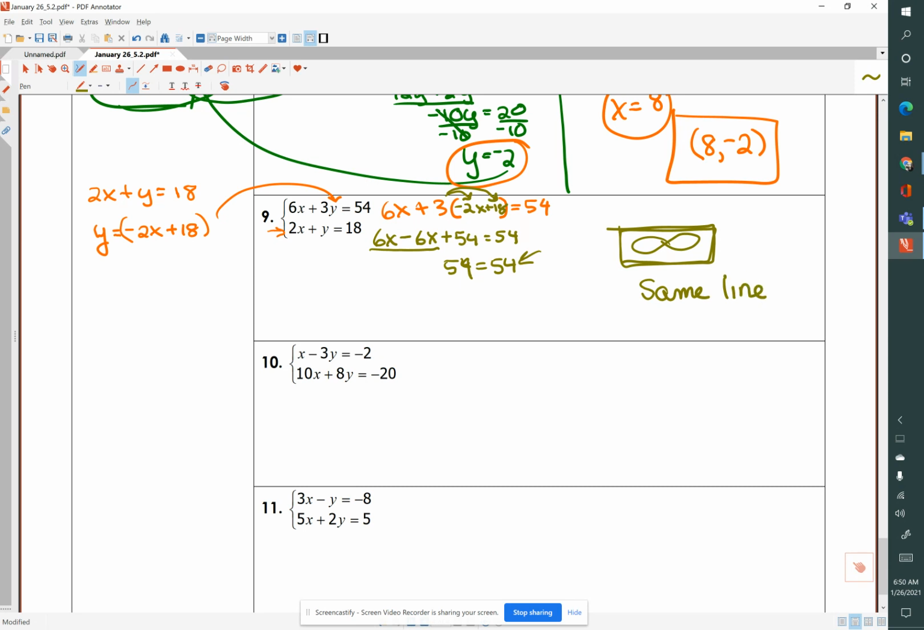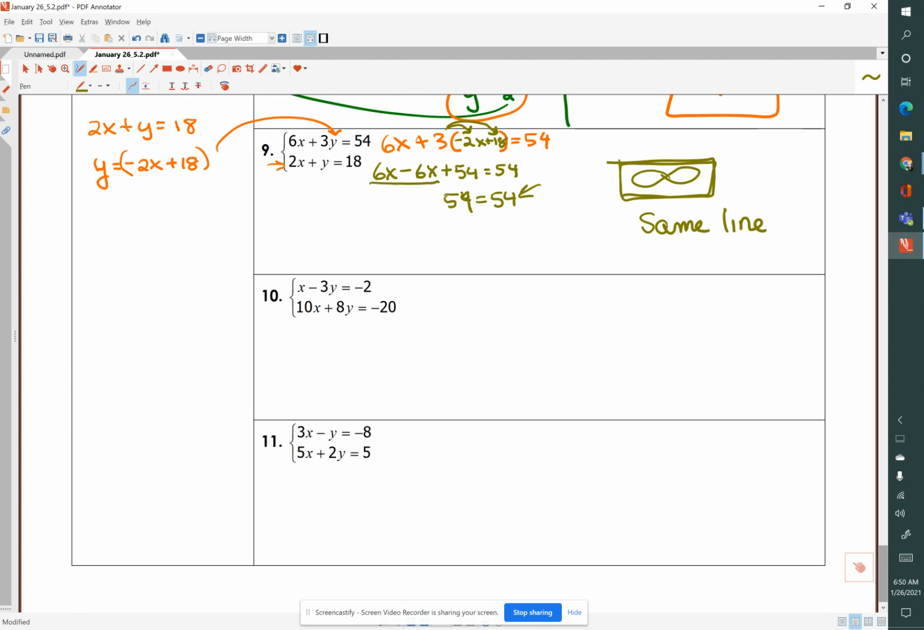So why don't you try, let's see, with 2 left, 10 and 11. And a little hint, with number 10, I would solve for x in the first equation. And in number 11, I would solve for y in the first equation. So try them on your own and come back to the video.